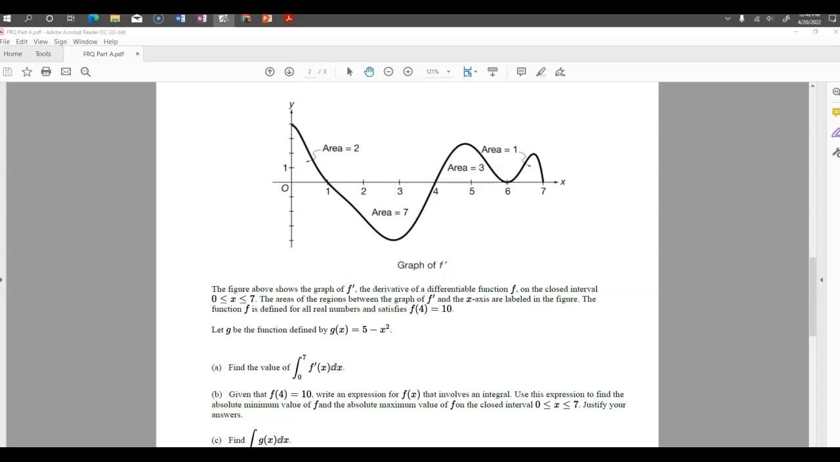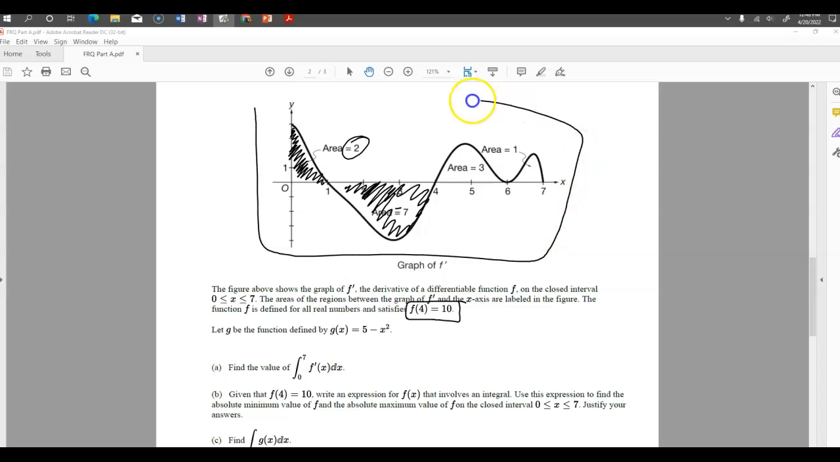So they're telling me that the area of this shaded region here is 2. They're telling me that this area is 7, but do keep in mind that since it's below the x-axis, anytime we do any kind of calculation with it, unless we're doing an absolute value of some kind, that is going to be a -7. Okay, so that's something to keep in mind. So there's our areas, and then they give us an initial condition. So basically we have the graph of f prime, and then an initial condition.